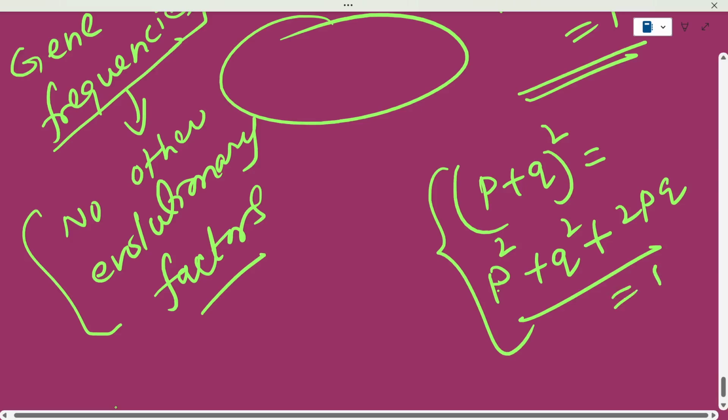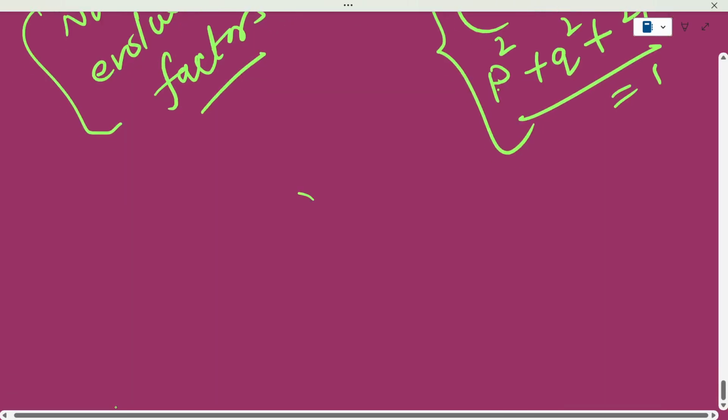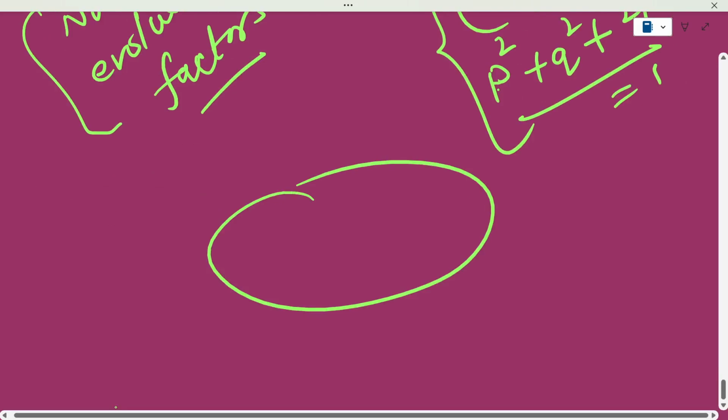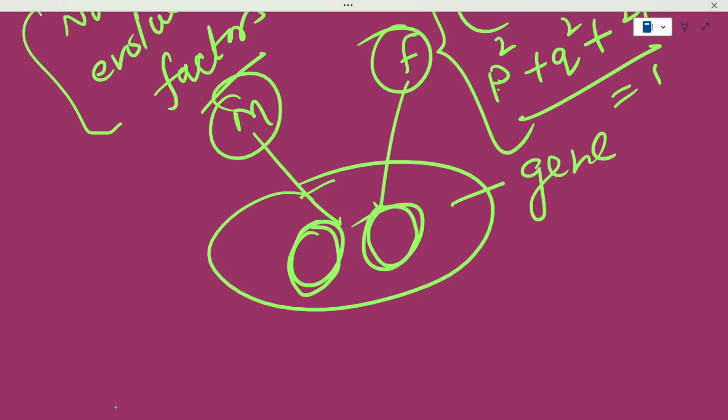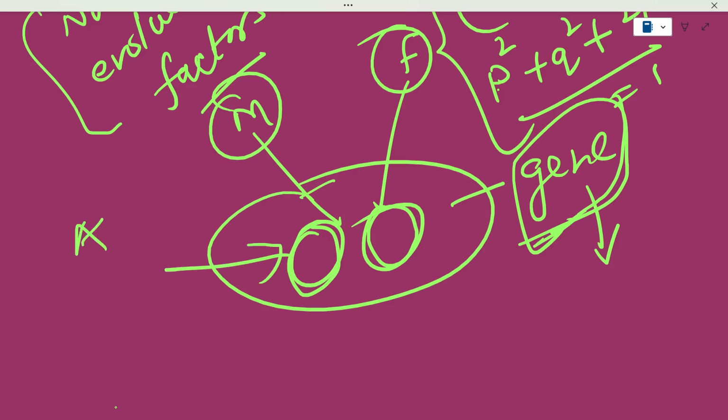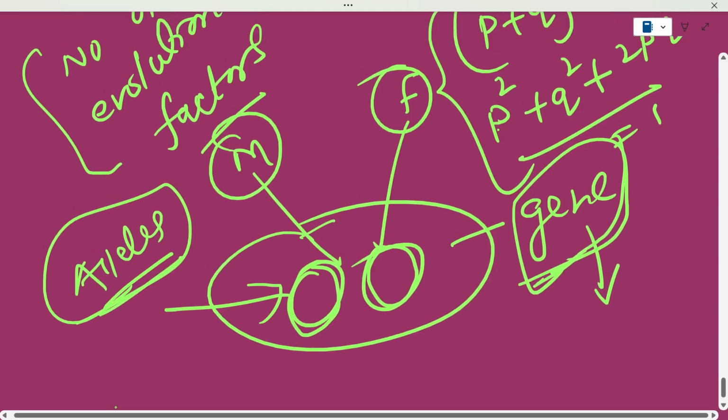Now let's understand what this actually is. So allele, as I say it again, every offspring will inherit one copy from both mother and father. That's why there are two copies of every gene in a population. The gene will be the same, but the copies will be two. Those copies are known as alleles. And we are talking about both allele frequency and gene frequency.